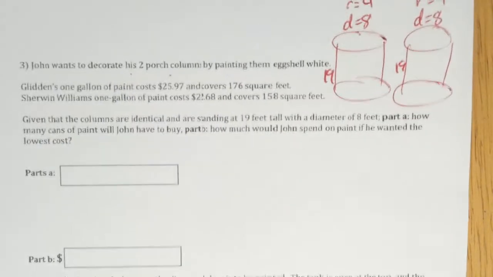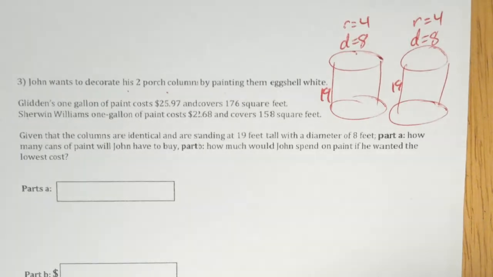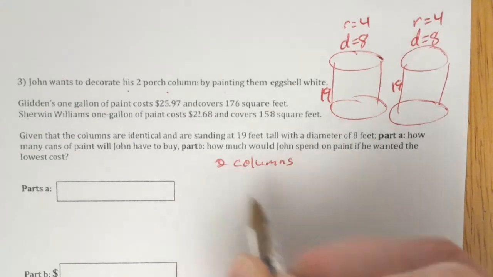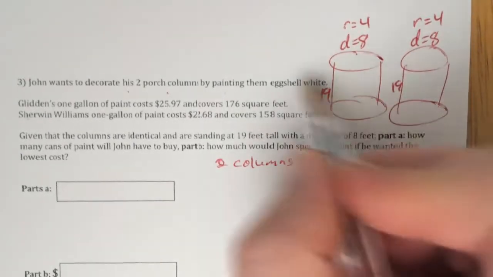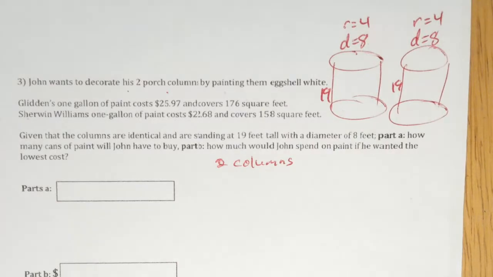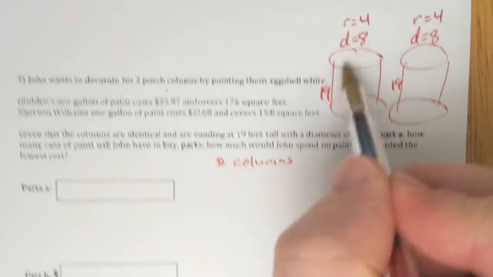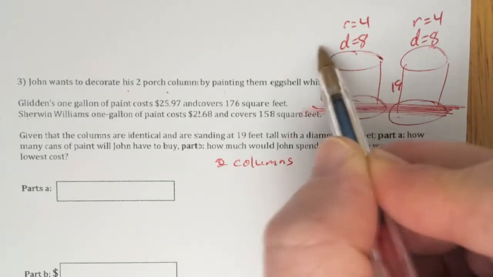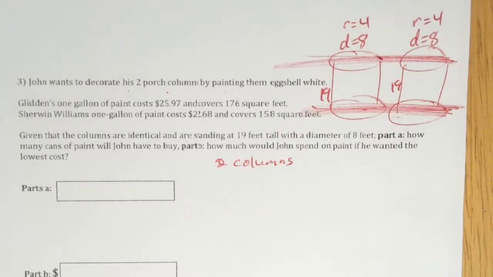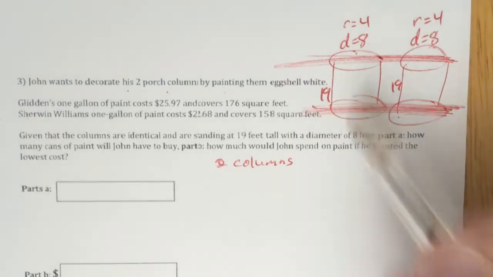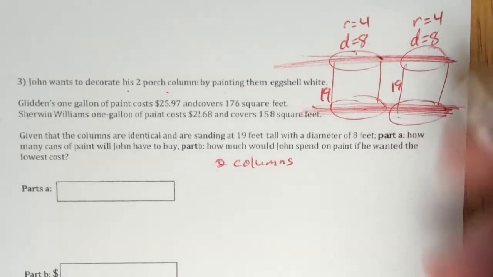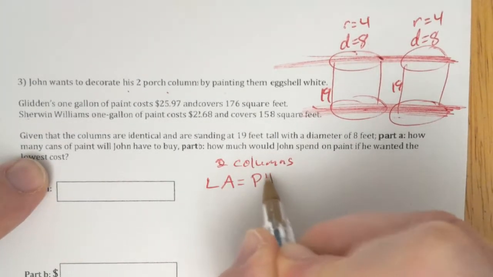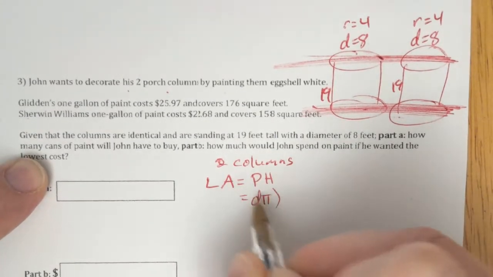All right, so we have to find how much space we need, correct? All right, so for 2 columns, so the question is, is it lateral area, surface area, or volume? So you're definitely not going to paint the bottom because that is on the ground, right? And you're definitely not painting the top because, well, it's holding up the ceiling. So we're only going to be painting the sides. So that's basically a label. So that's lateral area. So we need to find the lateral area, and that is perimeter of the base times the height. So that's d pi times h.